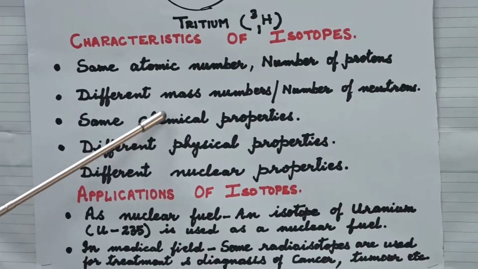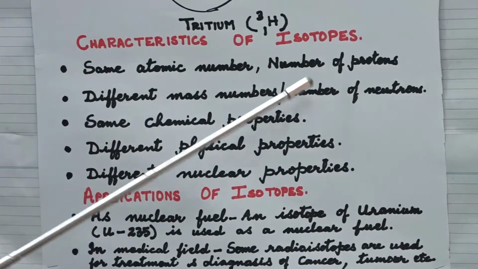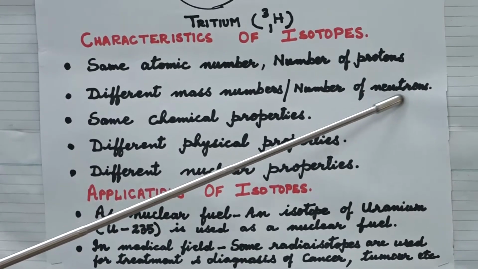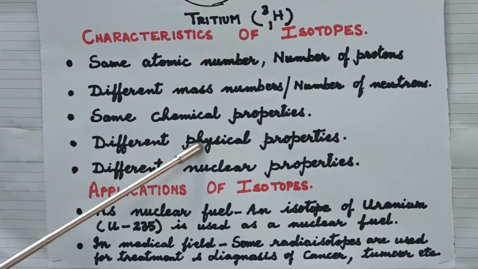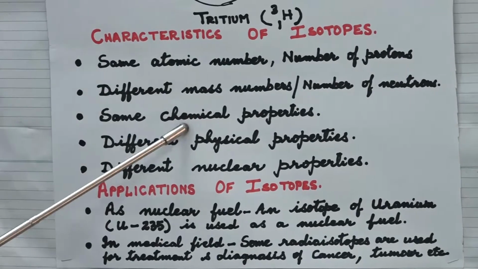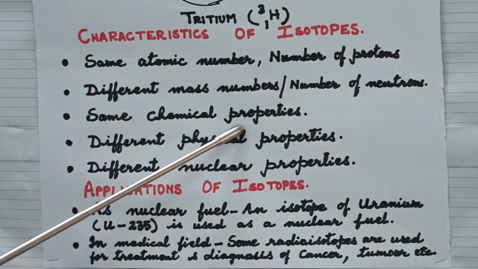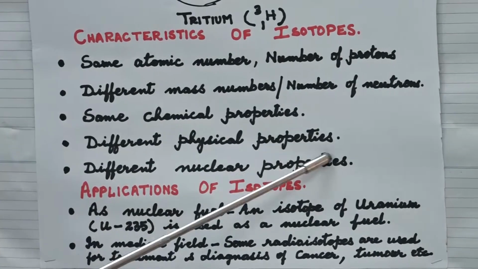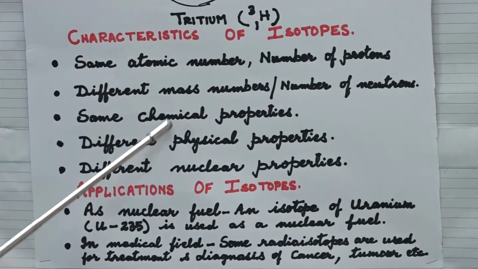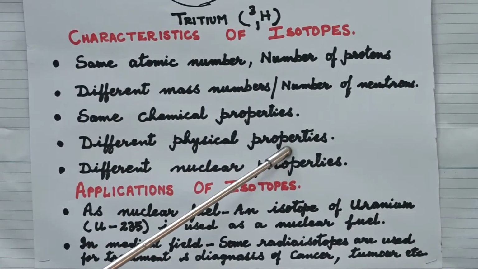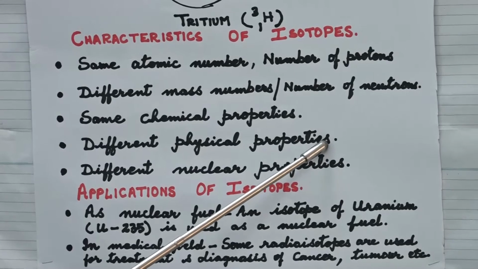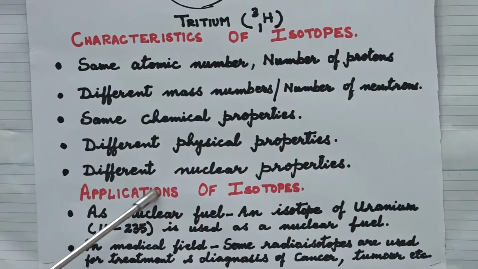Since isotopes of an element have the same number of electrons, they have the same electronic configuration and hence the same number of valence electrons. Since chemical properties depend upon the number of valence electrons, therefore isotopes have the same chemical properties. Different physical properties. Since the isotopes of an element have different masses, they have different physical properties like melting point, boiling point, density, etc. Also, isotopes have different nuclear properties.